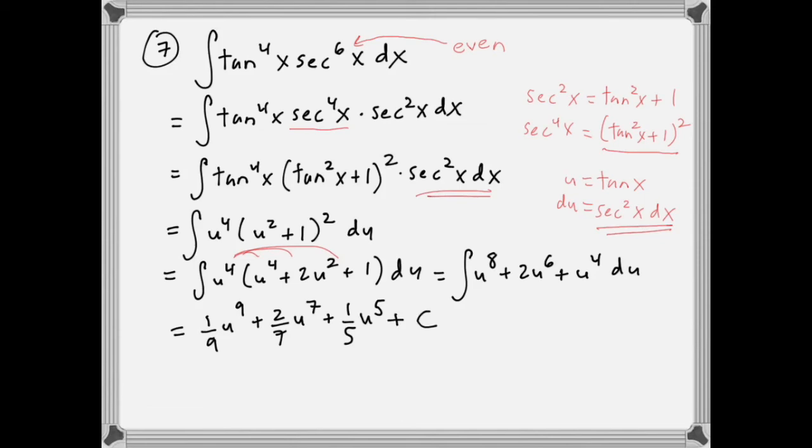And finally, you replace u back with tangent. So this is equal to 1/9 tangent to the 9th x plus 2/7 tangent to the 7th x plus 1/5 tangent to the 5th x, and then plus c.